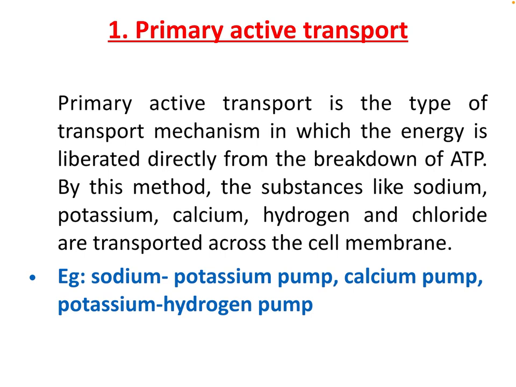Primary active transport is the type of transport mechanism in which the energy is liberated directly from the breakdown of ATP. By this method, substances such as sodium, potassium, calcium, hydrogen and chloride are transported across the cell membrane. The best example for primary active transport is the sodium-potassium pump.